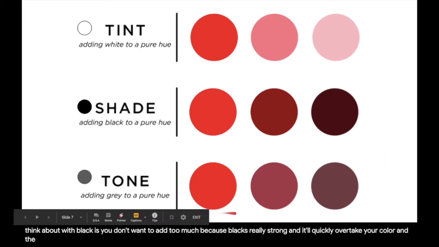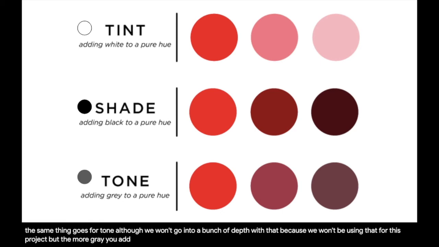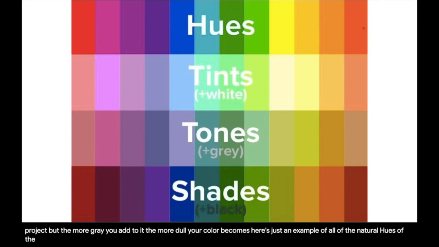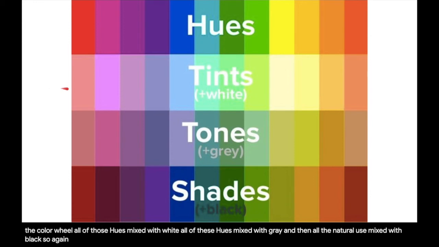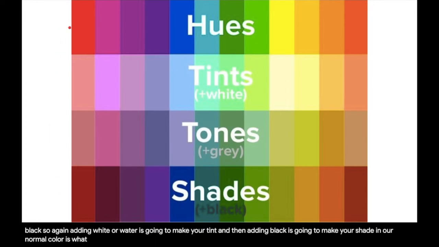And the same thing goes for tone, although we won't go into a bunch of depth with that because we won't be using that for this project. But the more gray you add to it, the more dull your color becomes. Here's just an example of all of the natural hues of the color wheel, all of those hues mixed with white, all of these hues mixed with gray, and then all of the natural hues mixed with black. So again, adding white or water is going to make your tint, and then adding black is going to make your shade. And our normal color is what we'll call a hue.